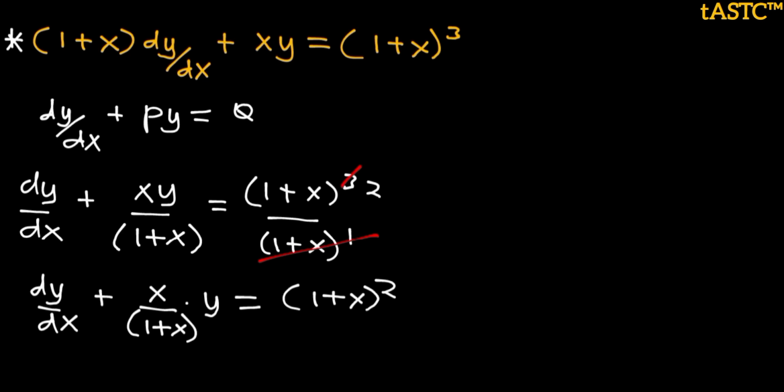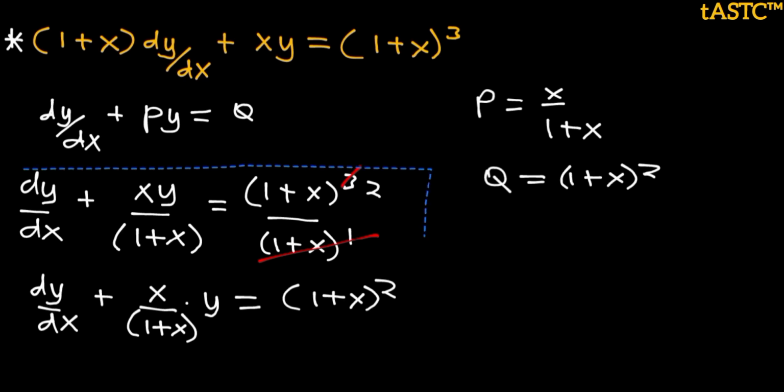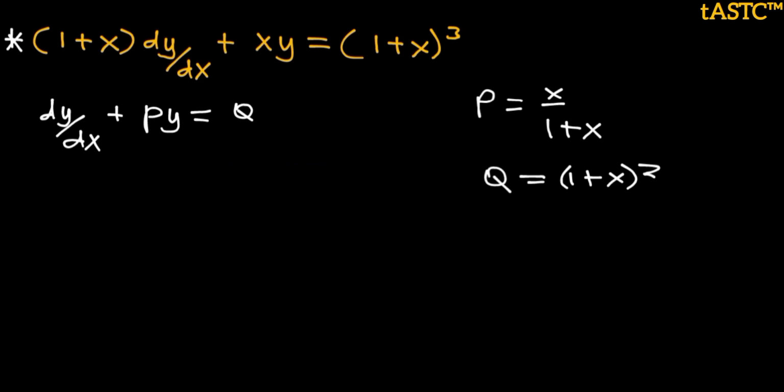So here we could see what is p and q. So p from here, that is x divided by 1 plus x. And q is equal to 1 plus x all raised to the power of 2. Okay, so I'm going to clear these out. Next up, we need to find the integrating factor.